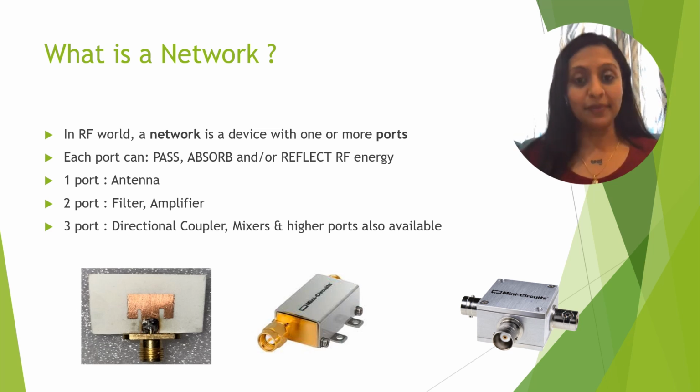Before going to the parameters, let's understand what a network is. In the RF world, a network is a device with one or more ports. As we see in the diagram, these ports can either pass the RF energy, absorb the RF energy, or reflect it. It could be a one-port, two-port, three-port, or n-port network. A one-port example is an antenna. For a two-port, it's filters and amplifiers. A three-port network could be a directional coupler or mixer, and we will have n-port systems also.